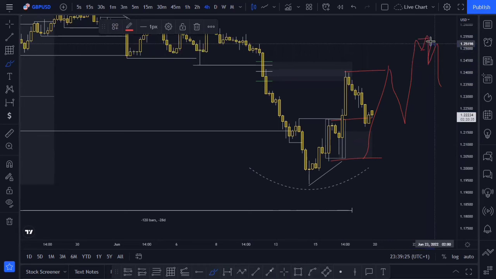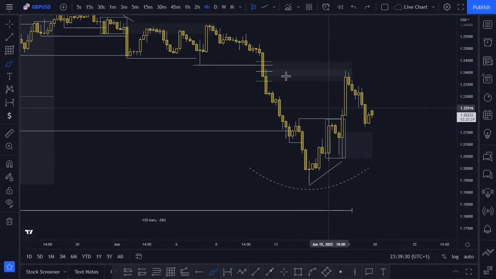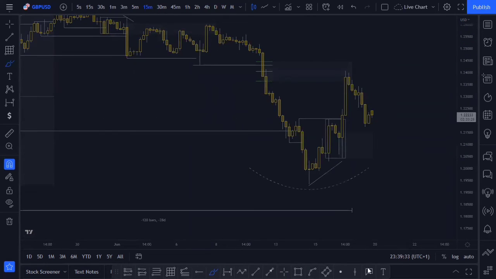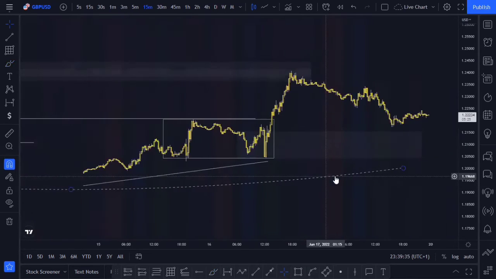Then we have price pulling back into this, so we can take the shots here. So I think that will be it for USD. Okay, look at the 15 minutes.